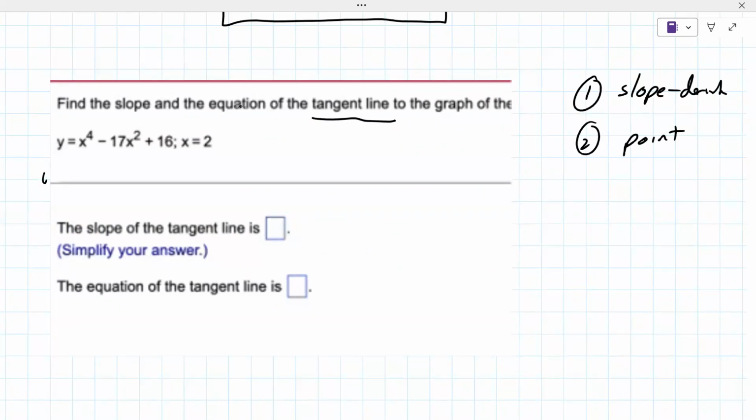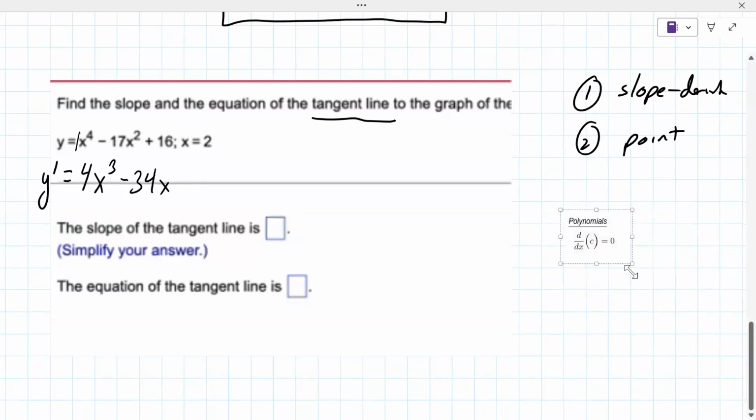So the derivative of this, you're always bringing the exponent down. So it's 4x cubed. Bring the 4 out in front. There's really a 1 there. For the next one, it's the 2 down. 2 times -17 is -34x. We've not looked at this one here, but the derivative of a constant is 0. So the derivative of this 16 by itself with no x is 0.